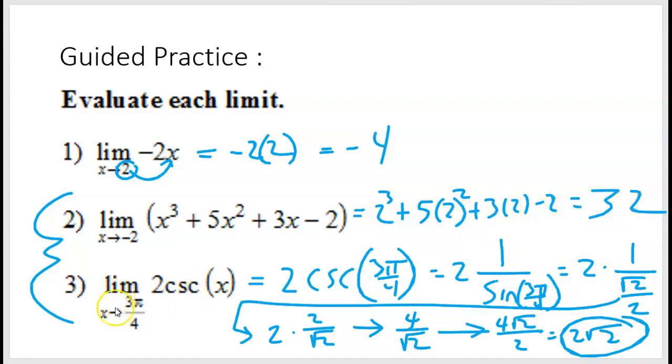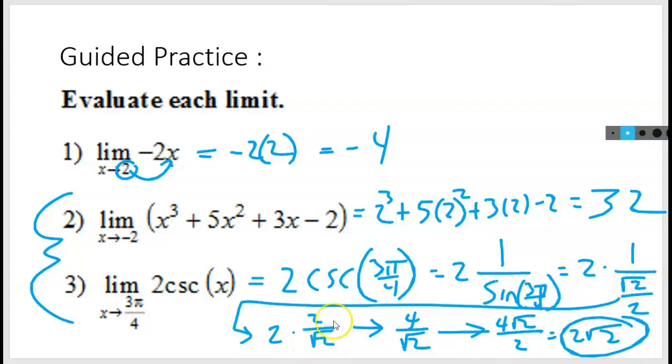Now for number 3, you're just plugging in your 3 pi over 4. So cosecant of 3 pi over 4 is the reciprocal of sine of 3 pi over 4. Come to think of it, I think I did a whole bunch of convoluted mess here. But anyway, you get the reciprocal of sine, and the sine of 3 pi over 4 is radical 2 over 2. If you take the reciprocal of that expression, you get 2 over radical 2.